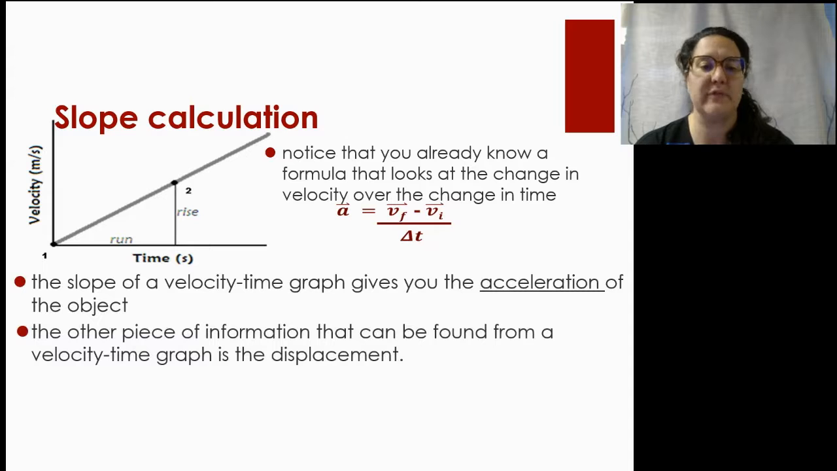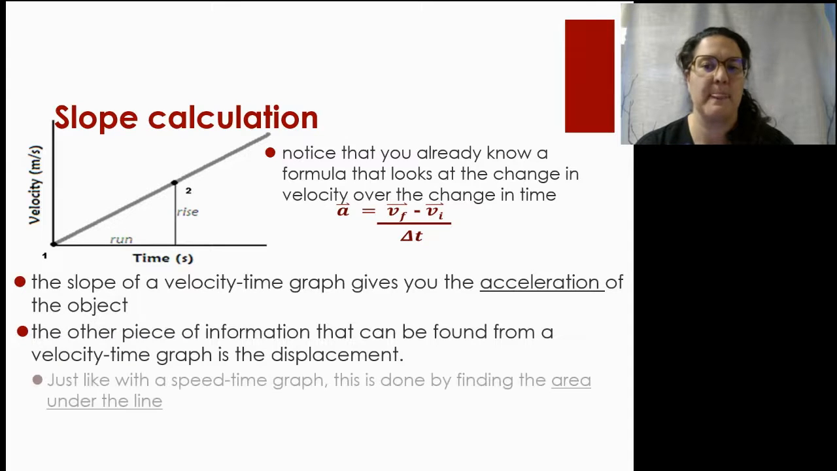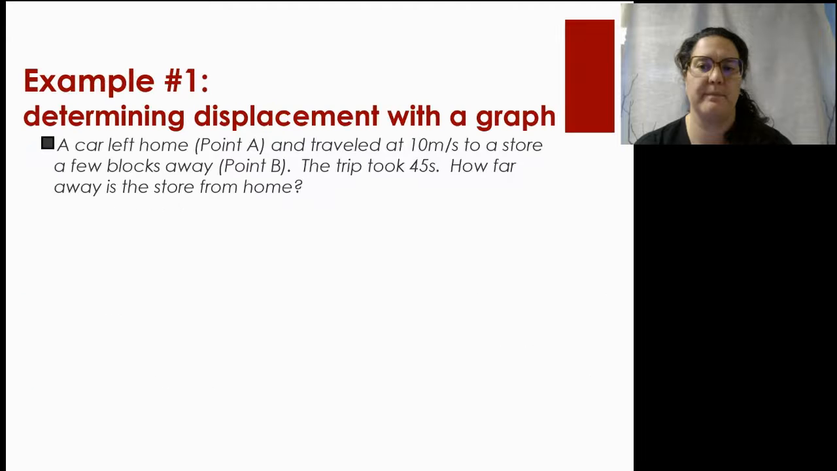And the other piece of information that we can find from a velocity time graph is displacement. So just like with the speed time graph, this is done by finding the area under the line. But this is not a rectangle. This one's going to be a triangle shape.